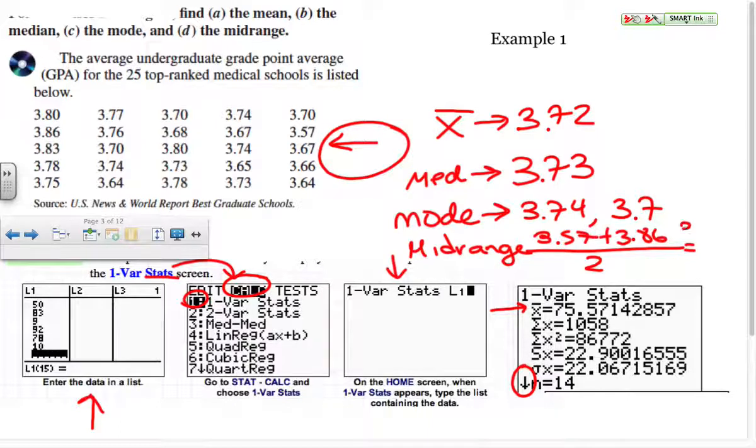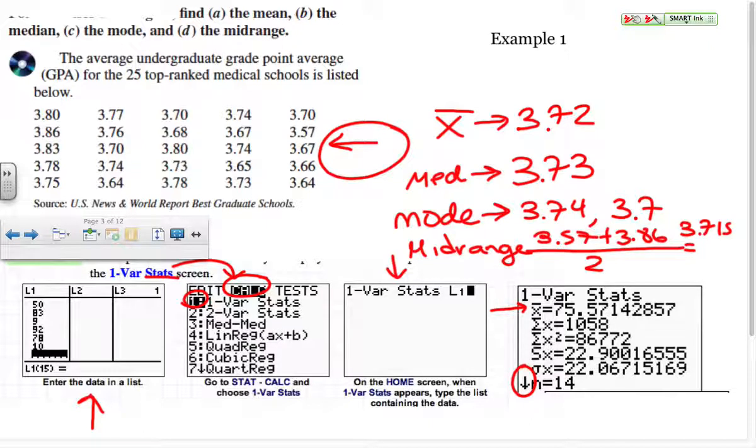Now, you'll notice that all of these numbers are pretty close together. This is actually a really nice data set where you don't have a whole lot of variance. There's not a lot of change or difference in the data points. So they're all about the same, which means all of the measures of central tendency are going to be good.